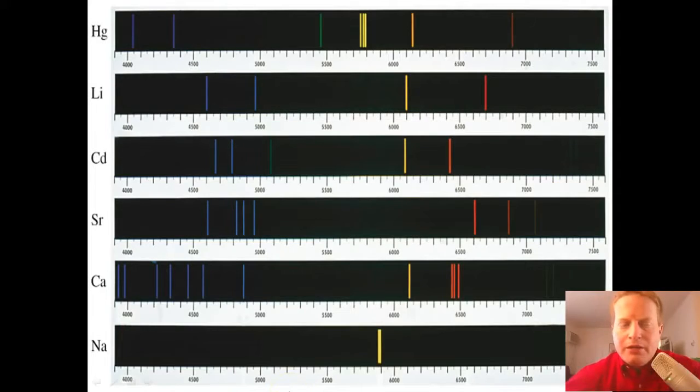Now here's neon. Neon's very different from what we saw for hydrogen, right? These are only the colors emitted by neon. So this is neon's emission spectrum. Here are the emission spectra for various other elements. So here is mercury, lithium, cadmium, strontium, calcium, and sodium. Notice that not one of them is the same. They're all very unique to each other because an emission spectrum is unique to each element. These are the wavelengths that are emitted by each particular element only. It's very unique.